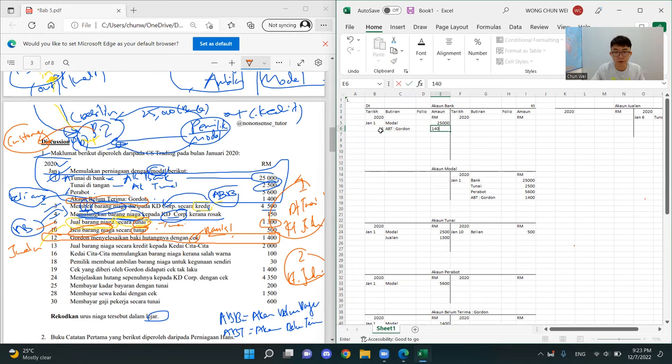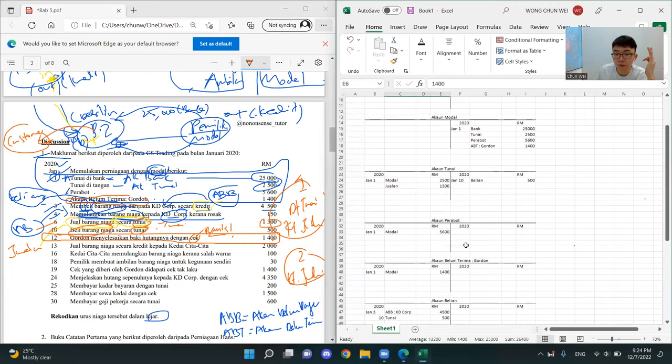How much? 1,400. And I debit my bank. I need to go to my account belum terima Gordon here and credit it. Is it 14? Oh, sorry, it's 12. Here, using bank. Check. 1,400. Is it not? So at first, other ABT, okay, and then now the buyer, so you clear, you out.